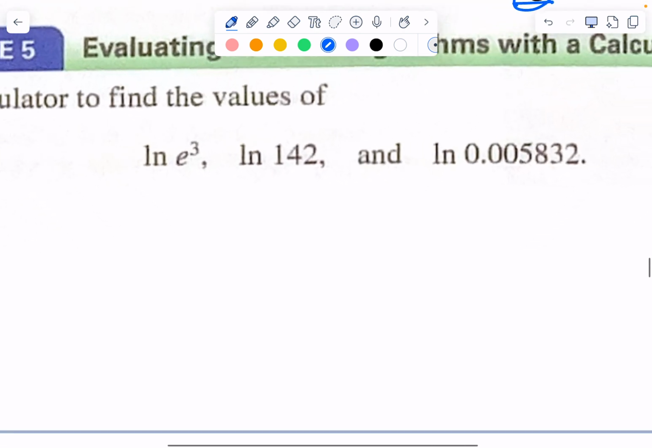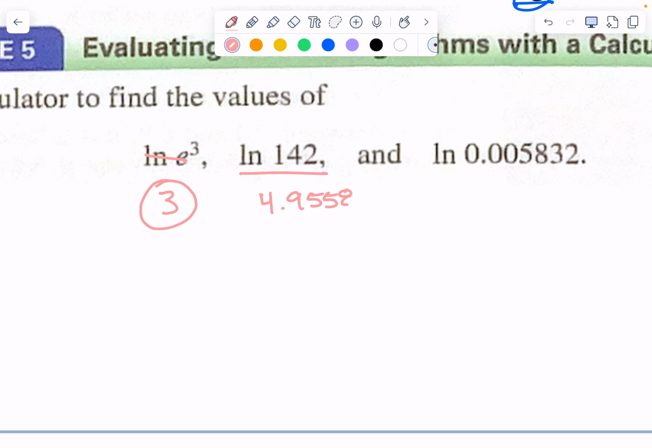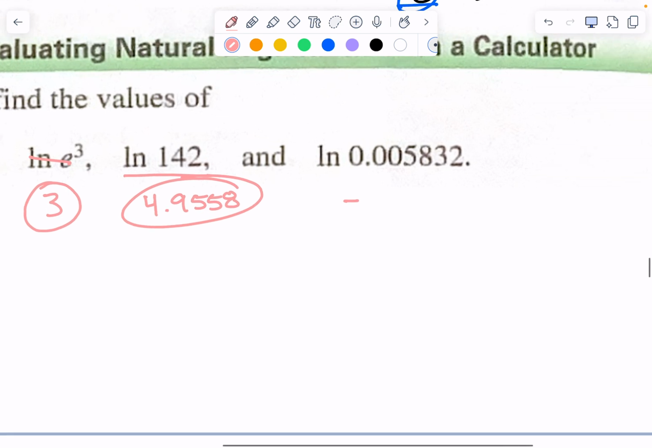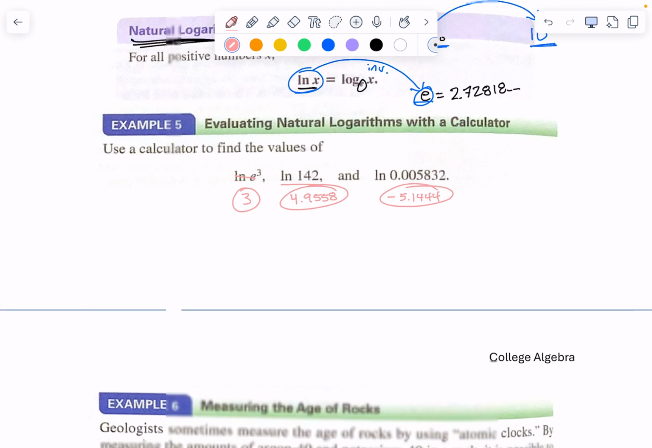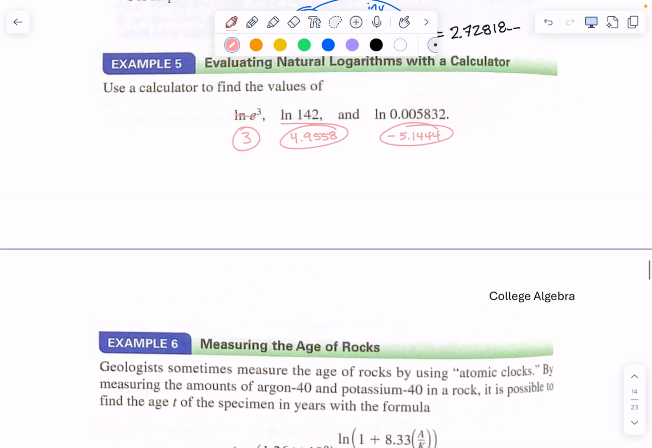All right, these three we have to type in our calculator, except the first one you don't have to type in because it is just 3. ln and e cancel if they're right next to each other. It's 3. But ln of 142 is 4.9558. Perfect. Okay, ln of that is probably going to be a negative, because when you're going decimals, you have to have a negative exponent. Negative 5.1444. Okay, there we go.